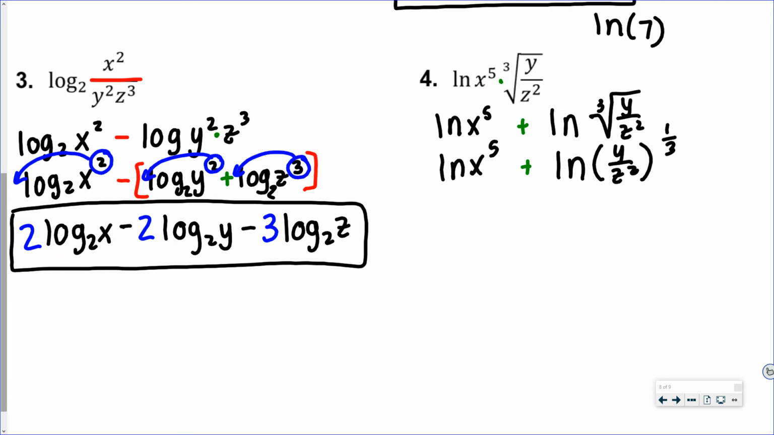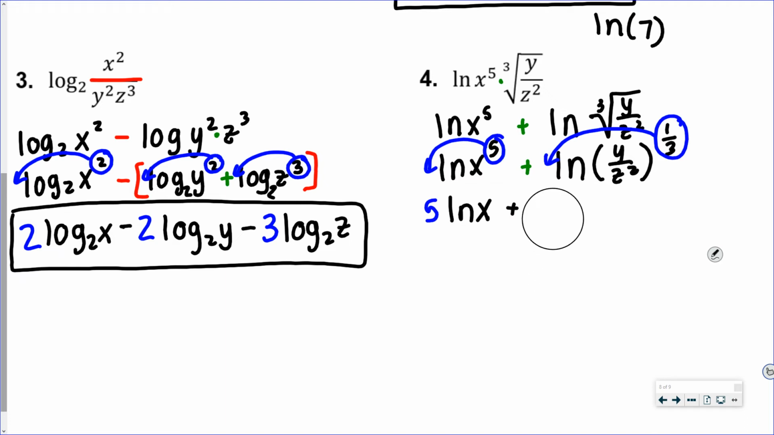Okay. Now I can bring that power down. We can do it here too if you'd like. 5 natural log of x plus 1/3 natural log of y over z squared.